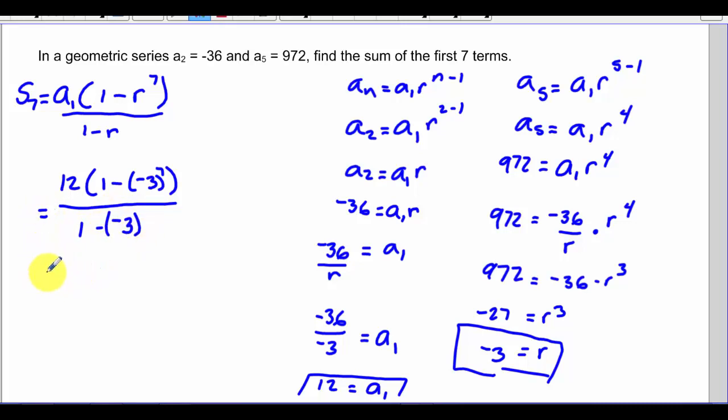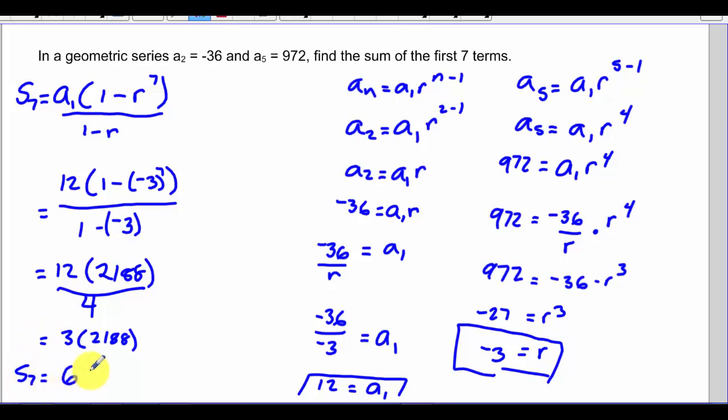Cleaning that up, I'm going to pop that into a calculator. I have 12 times, this ends up being 2188 all over 4. Now we can finish up. So this is 3 times 2188, which gives us the sum of those first 7 terms is 6564. Like I said, a little more involved.